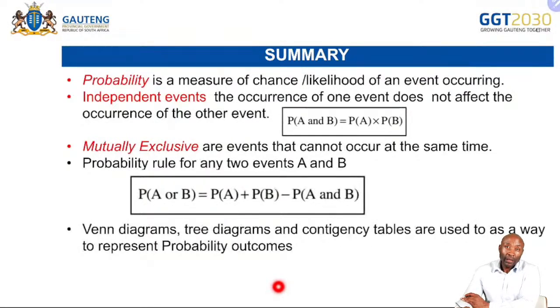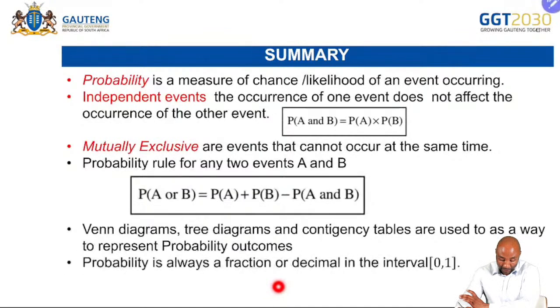We know that we use our Venn diagrams, tree diagrams, contingency tables as a way of representing probability outcomes and to help us solve the problems. And we know that probability should never be more than 1, and we cannot get a negative probability. Something would have gone wrong along the way. Let us practice, and we make sure we revise thoroughly our grade 10 and 11 probability so that we are able to get those marks that we need.